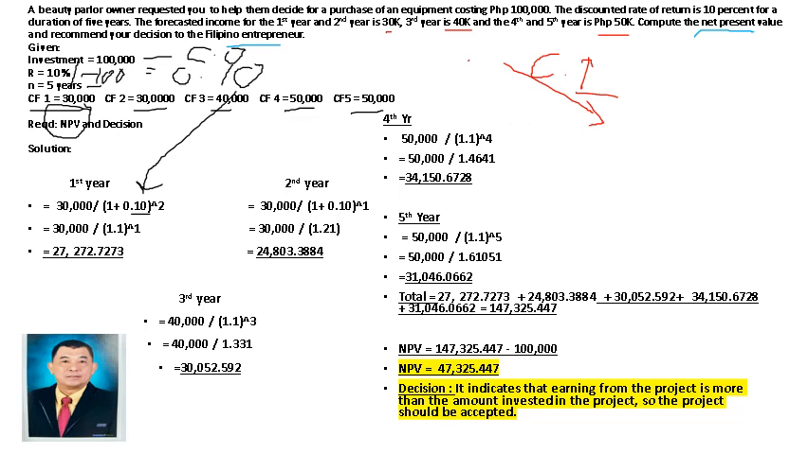If you do not divide this by 100, because that is in percent, your answer is already wrong. So, be careful, ladies and gentlemen. Be sure that the 10% given should be divided by 100 in order for that to be a decimal. So, we just transpose that to the formula. We compute the discounted cash flow for the first year.